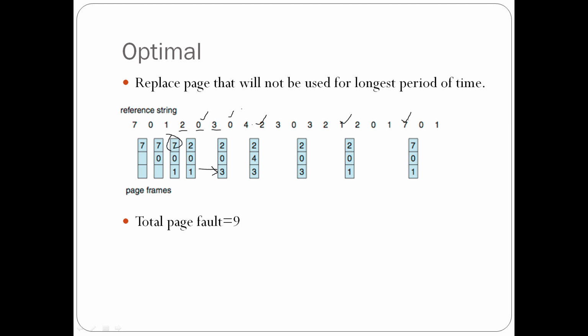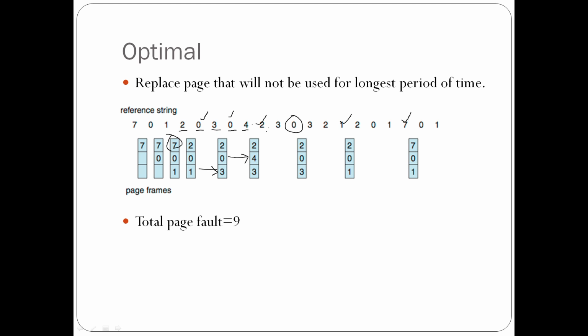Next string is 0. 0 is already available, so it is a page hit. Then 4. So 4 means out of 2, 0, 3, which will not be used for the longest period of time. 2 and 3 are used next, and 0 will not be used for the longest period of time. So 0 is replaced by 4.